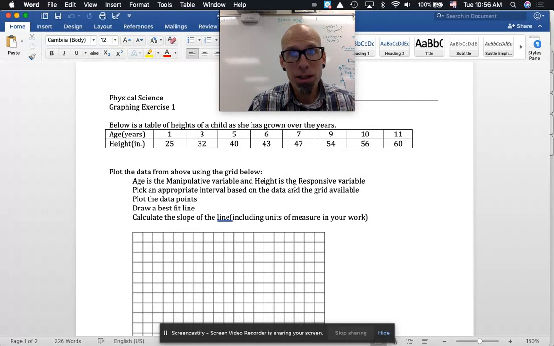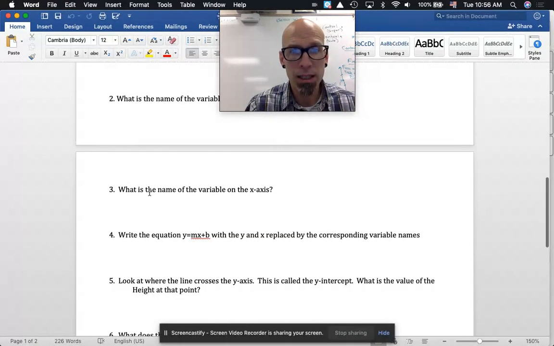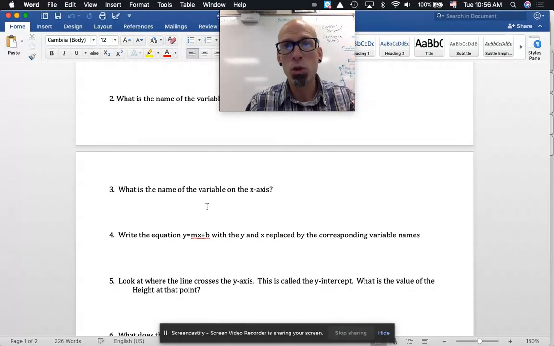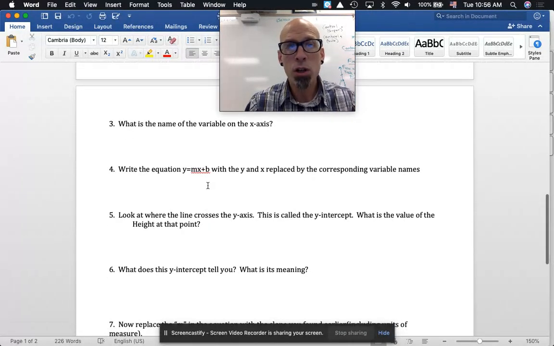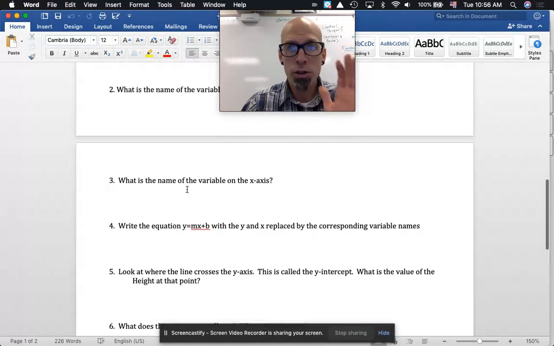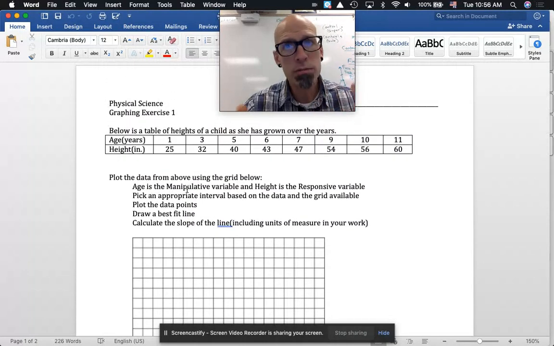Then you'll get the points plotted, you'll draw a best fit, you'll find a slope, and then you'll go on and answer some of the rest of these things. It actually walks you through which variable is which by name, and then you're going to start to actually fill in the y equals mx plus b equation with the information from the graph. That's the goal, okay? So this will then be done in your comp books. You will snap a picture of that and upload it, and we'll get on with the physics semester.